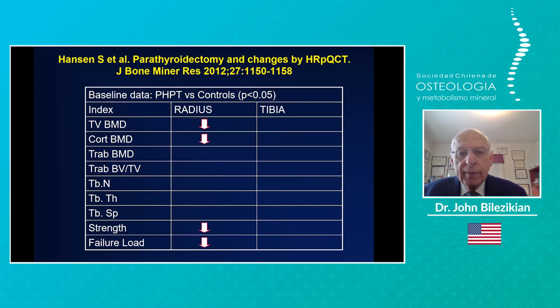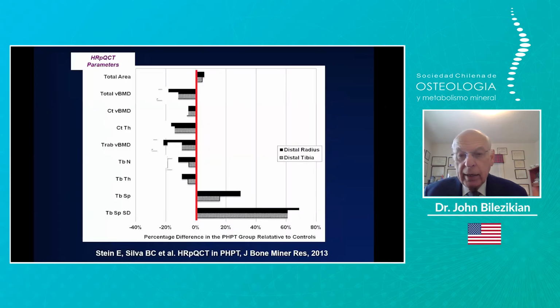Hansen from Denmark was the first to show that these trabecular indices in the radius, as well as trabecular indices in the tibia, are lower in hyperparathyroidism than in controls. Our study also showed this. It is a complicated slide, but it doesn't matter that I point everything out. That red line is normality, and to the left or to the right are abnormal numbers.